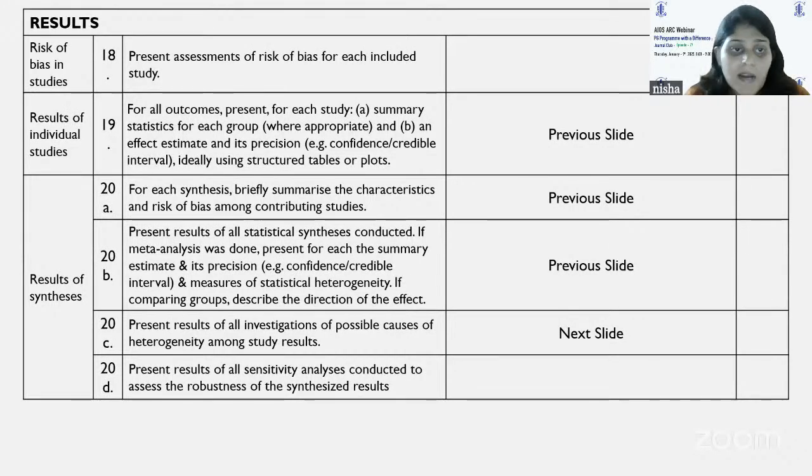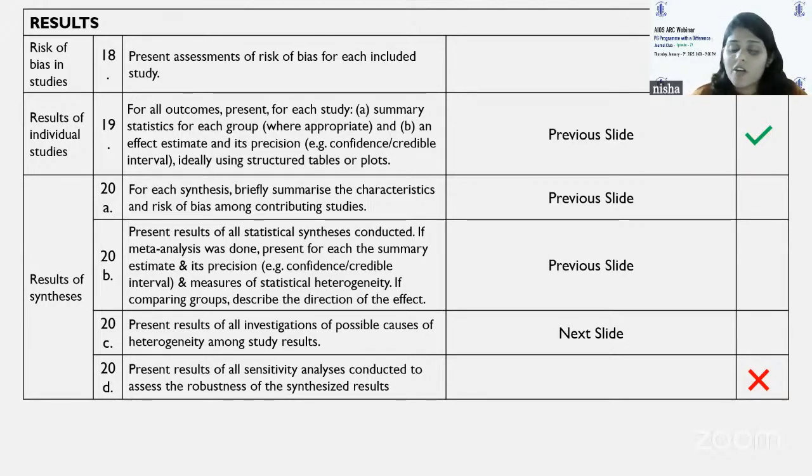Now, again, going back to the PRISMA, point number 18 was present assessments of risk of bias for each included study. This part was not met because it did not look for the risk of bias for each study. It just gave pooled information about the risk of bias. And then point number 19 is for all outcomes, present for the study the summary statistics of each group.